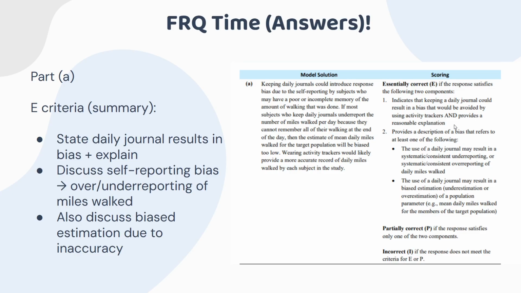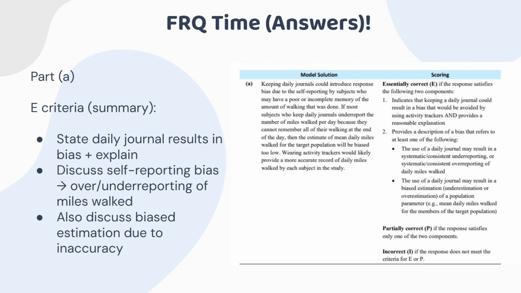Part A. The criteria summary. This is the criteria. For the newer exams, it looks really nice. The scoring guidelines are awesome. For A, you gotta state that the journal results in bias and explain that bias. So as you guys did, you seem to have done a good job. Well done. Everyone else said we need to move on, so the majority takes the lead. It was a very big majority.